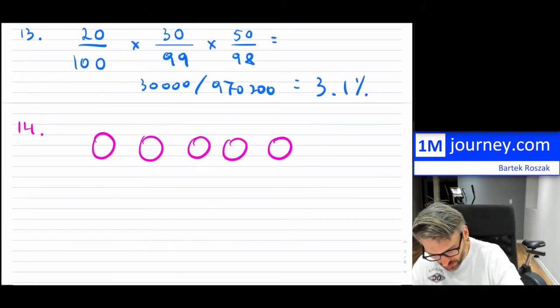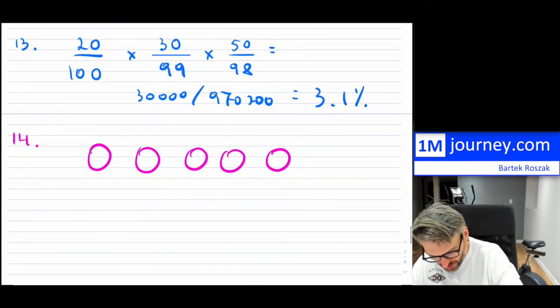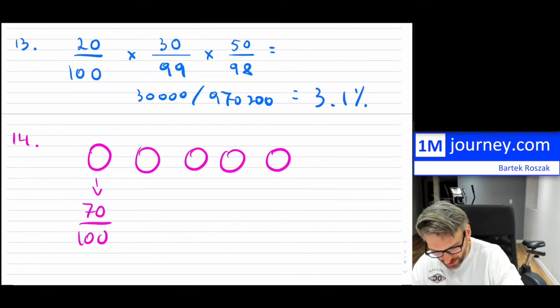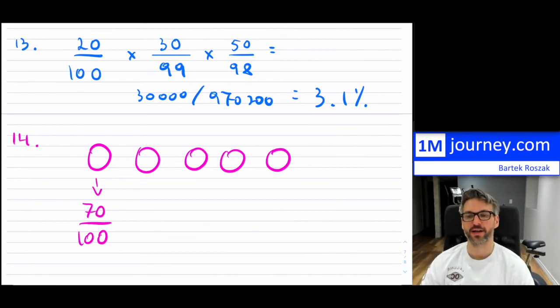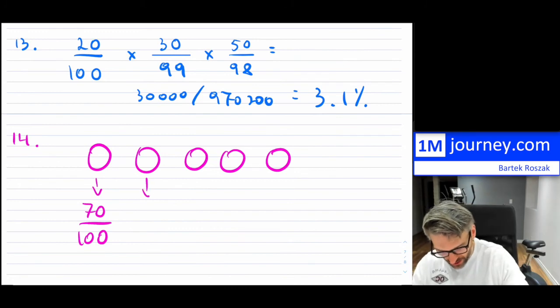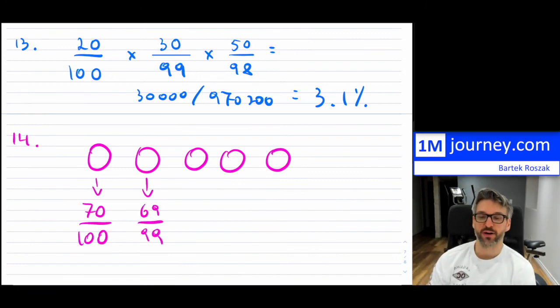So on the first one, how would we do this? This is your first draw. First you have a 70 out of 100 chance of not drawing a green marble. On the second one, because you have removed one of the marbles, you now have a 69 out of 99 marbles.